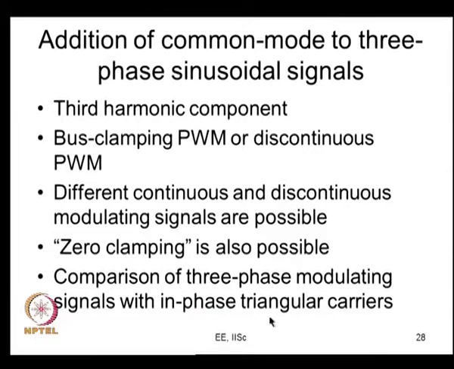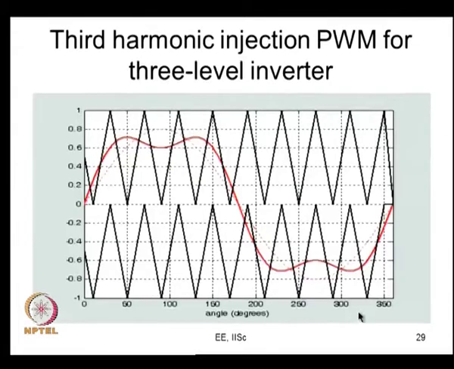Then you have a comparison of 3-phase modulating signals. What we assume in all these cases, different continuous and discontinuous modulation signals, is that we are using an in-phase triangular carrier only, which essentially ensures that we are getting the 3 nearest vectors, and the common mode makes sure that the division of pivot state times changes. If you go to bus clamping, what happens is only one pivot state is used, the other pivot state is not used. So, that is what happens now.